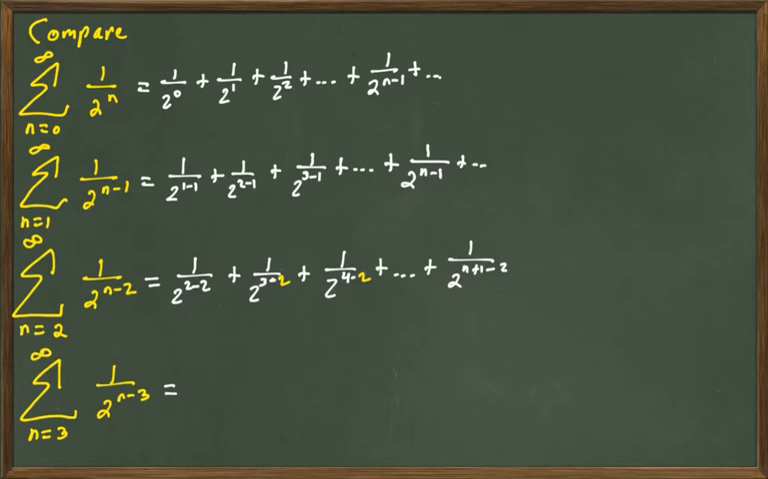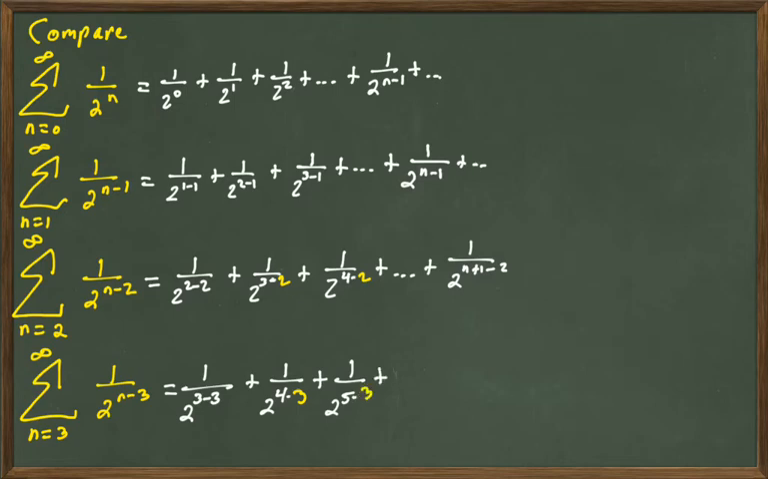All right, and then the last series we're going to look at is the sum n equals 3 to infinity of 1 over 2 to the n minus 3. So 1 over 2 to the 3 minus 3, plus 1 over 2 to the 4 minus 3, and then 1 over 2 to the 5 minus 3. Okay, so we got the index mixed up there. Not the index, but what we're subtracting there.